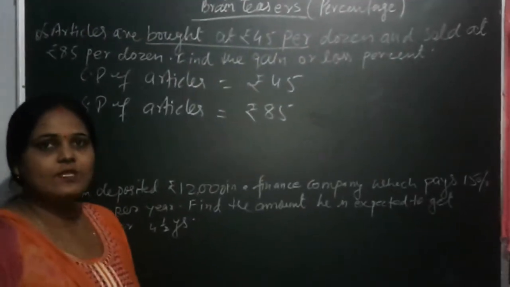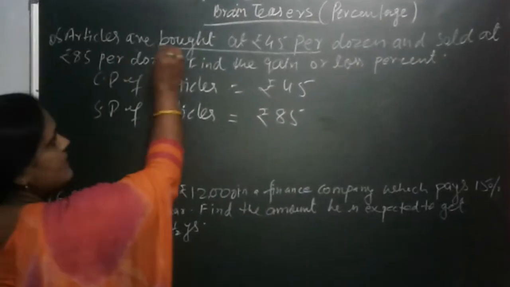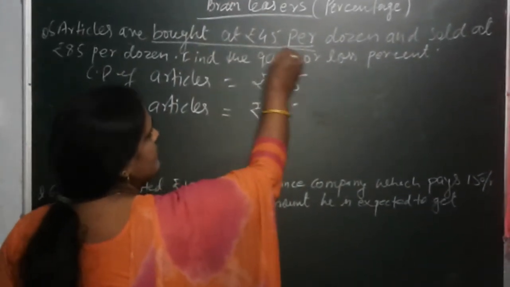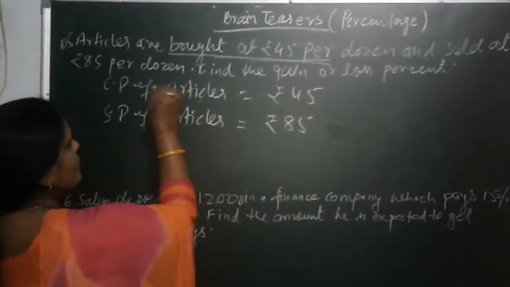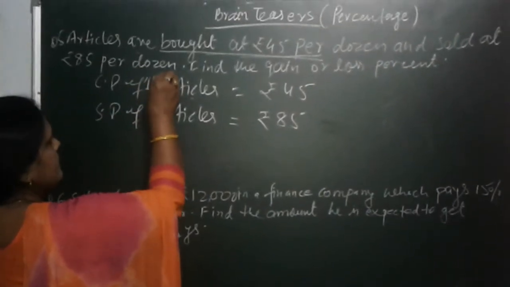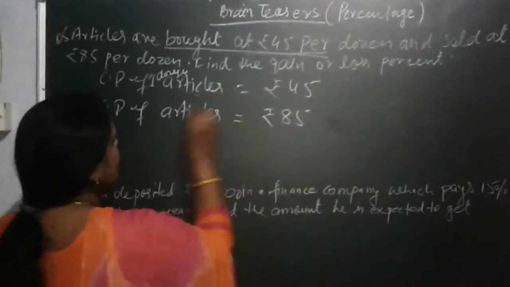Children, today I am going to start the questions from brain teaser. Let's see the fifth question. Articles are bought at rupees 45 per dozen. The cost price of 1 dozen is given. So I have written the cost price of 1 dozen. Cost price of 1 dozen articles is equal to rupees 45.